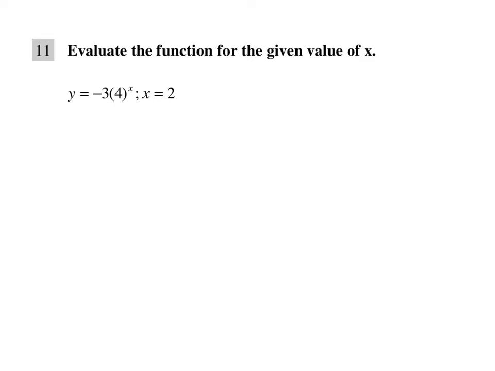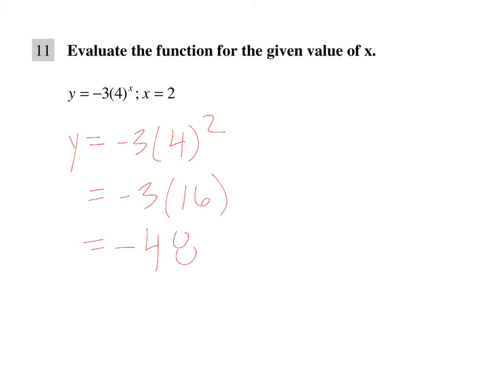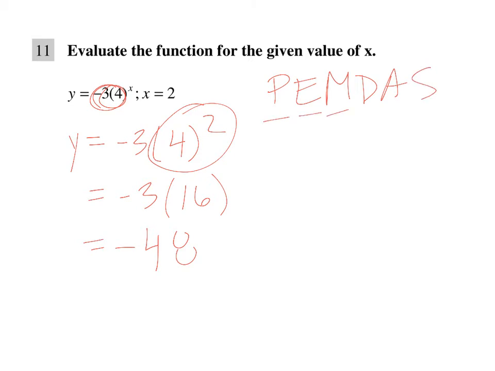All right, 11, evaluate the function for the given value of x. So I have y is equal to negative 3 times 4 to the second power. So I have negative 3 times 16. Negative 3 times 16 is negative 48. All right, make sure you don't multiply these to start with. You have to do the powers first before you multiply. Remember PEMDAS. Parentheses, exponents, multiplication, division, addition, subtraction.